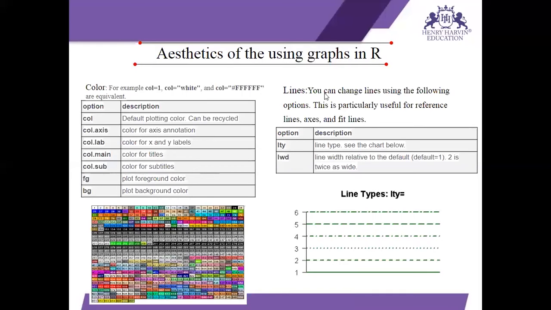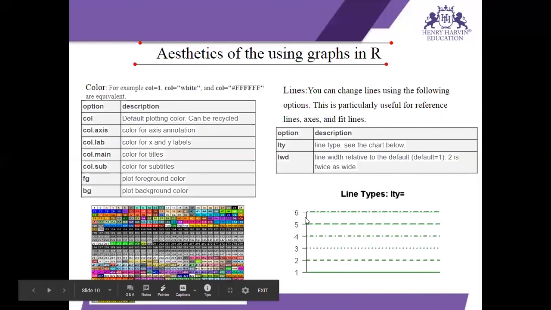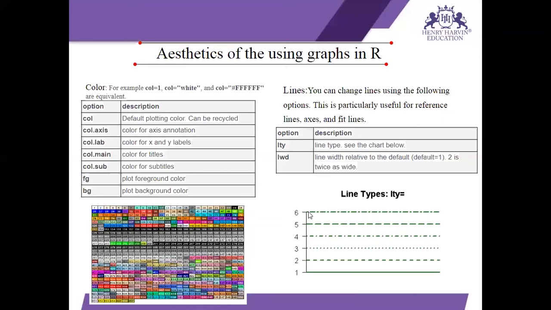Next is line. You can change the lines with the following options. There are two commands for that: lty and lwd. lty is the line type. You can see there are a number of line types mentioned in the picture. There is a straight line, dotted line, dashed line, dot and dashed line. There are different types of lines you can use depending upon the number. If you want the line type to be 6, you can do lty equal to 6. It will be like the top line you can see, the small dash and the bigger dash.